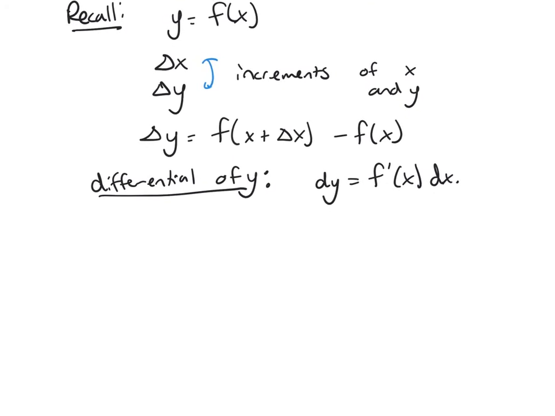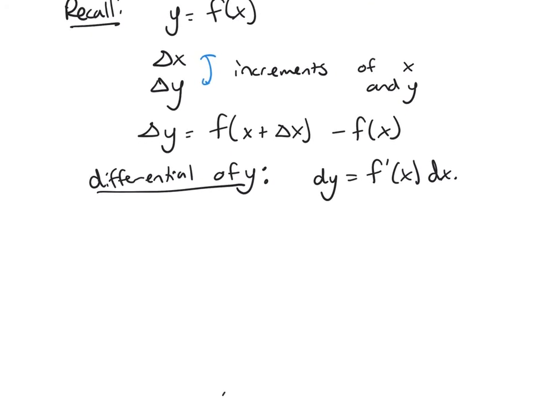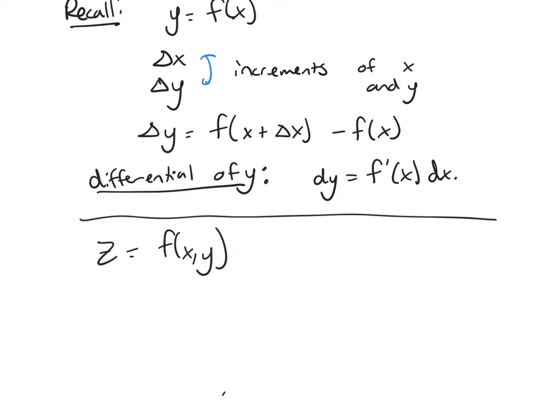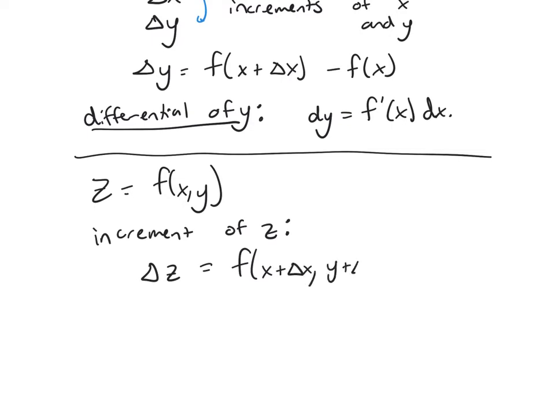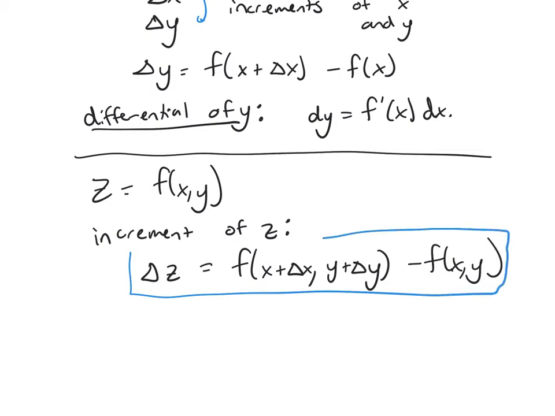And now let's talk about a function of two variables. So for example, let's say z is f of x, y. And then we can talk about the increment of z, which is delta z, and it's given by f of x plus delta x, y plus delta y, minus f of x, y. So this is the formula for delta z.